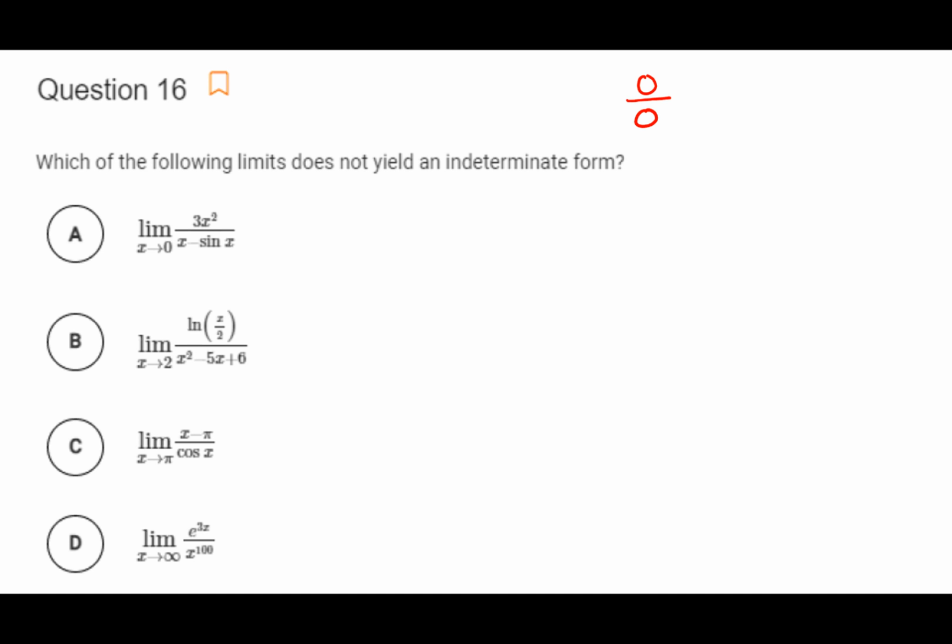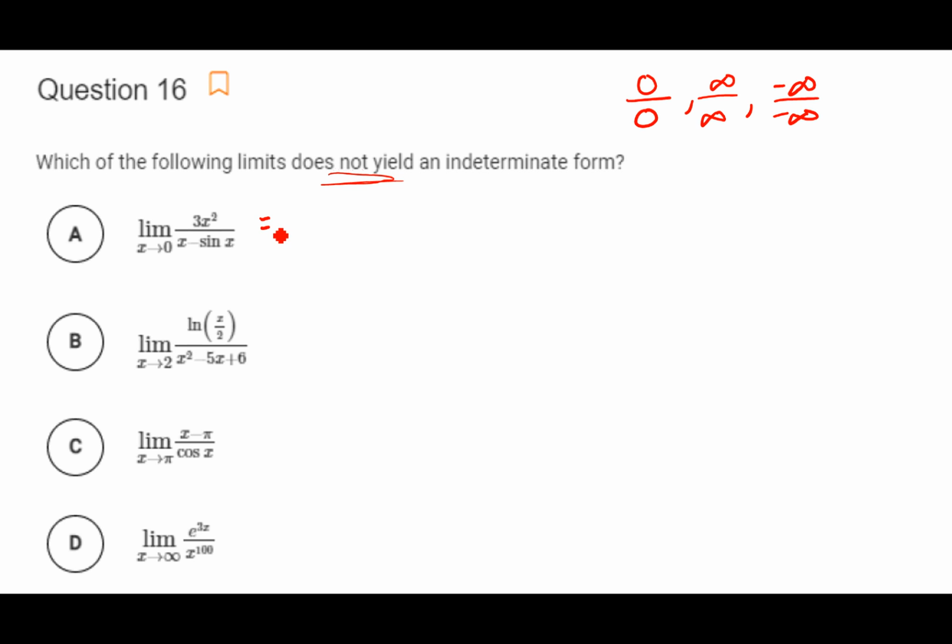So 0 over 0 is an indeterminate form. Also infinity over infinity or negative infinity over negative infinity. Those are all indeterminate forms. If you end up with an indeterminate form, you cannot evaluate the limit; you need to use L'Hopital's rule. So this one just says, which of the following does not yield an indeterminate form?